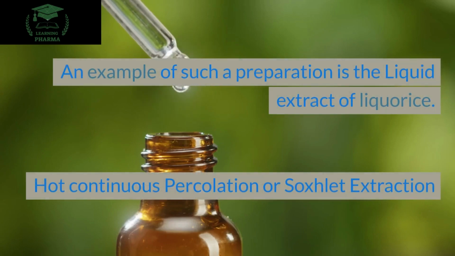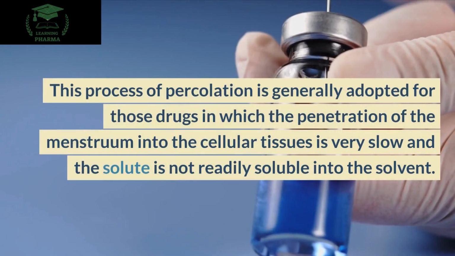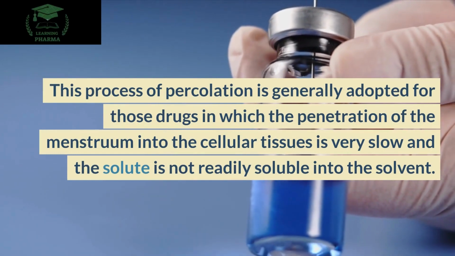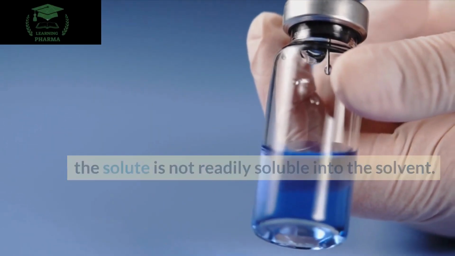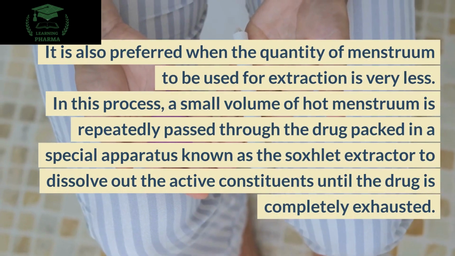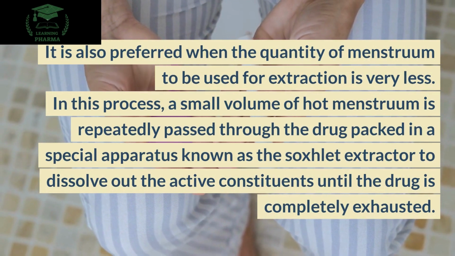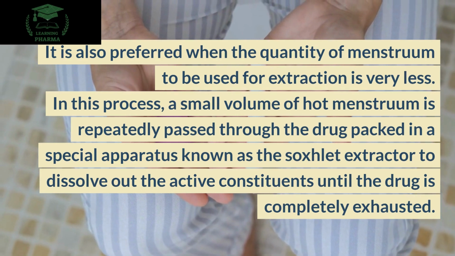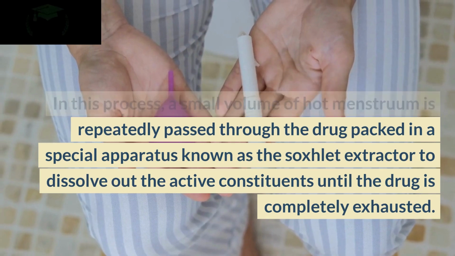An example of such a preparation is the liquid extract of licorice. Hot continuous percolation, or Soxhlet extraction. This process of percolation is generally adopted for those drugs in which the penetration of the menstruum into the cellular tissues is very slow and the solute is not readily soluble in the solvent. It is also preferred when the quantity of menstruum to be used for extraction is very less. In this process, a small volume of hot menstruum is repeatedly passed through the drug packed in a special apparatus known as the Soxhlet extractor to dissolve out the active constituents until the drug is completely exhausted.